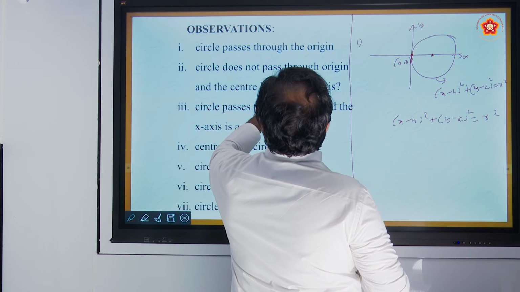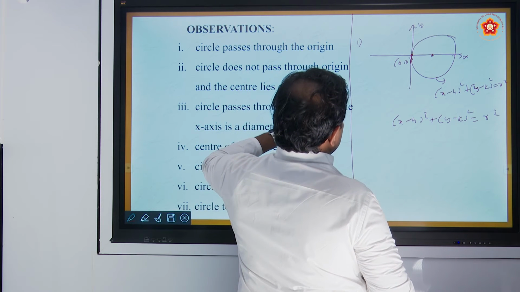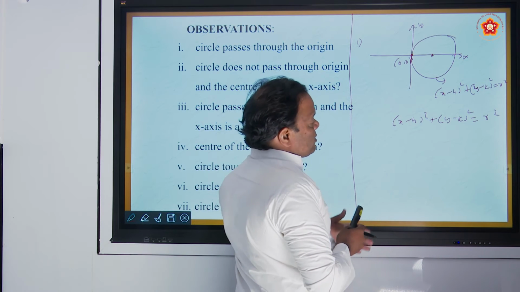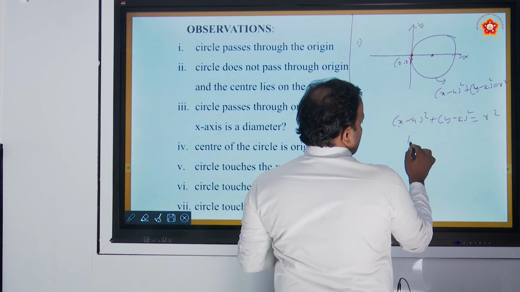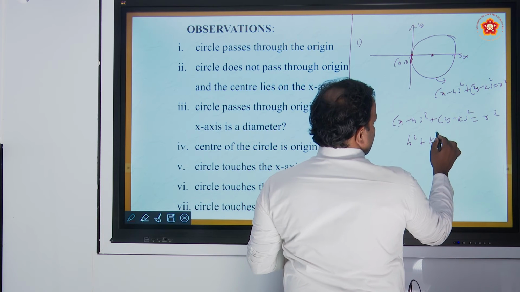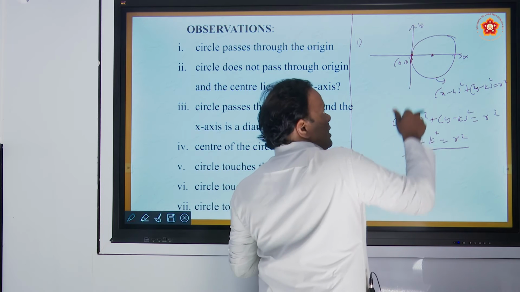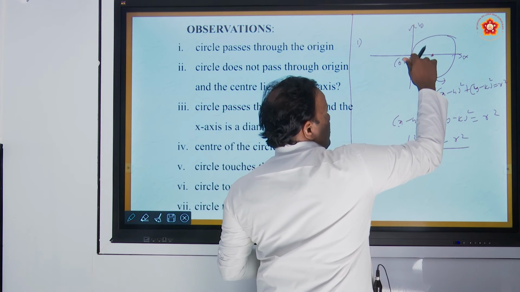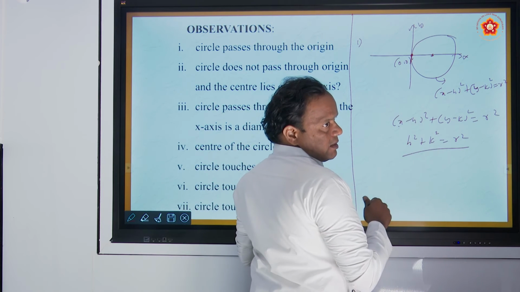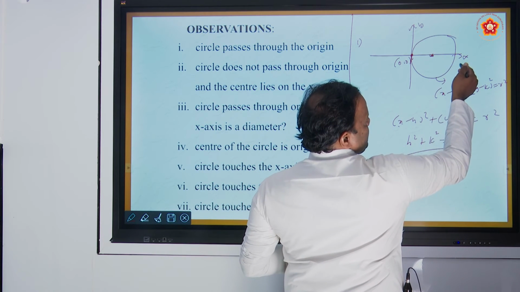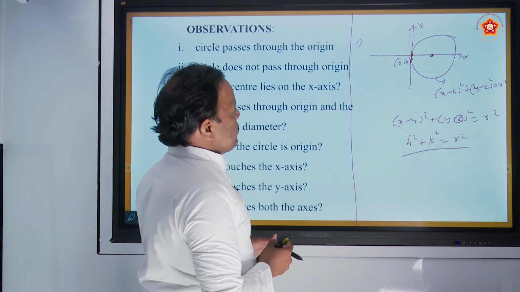Observe here: the circle passes through the origin, or the circle does not pass through the origin and the center lies on the x-axis. So many conditions are here. Suppose the circle is passing through the origin, what happens here? The radius becomes some constant. For example, this becomes 0, this becomes x square plus k square equal to r square. R square is some constant. If the circle passes through the origin and lies on the x-axis and y-axis, that is a different condition. If the center lies on the x-axis, the y coordinate is 0, and k becomes 0. We will see this in the problems in detail. Okay, this is the circle passing through the origin condition.